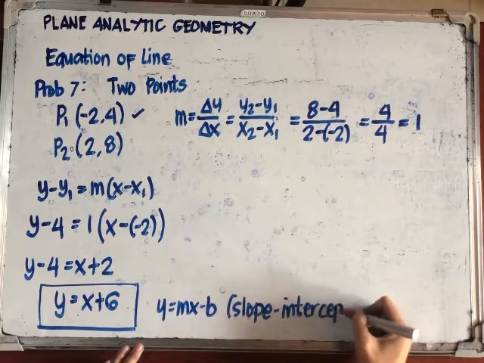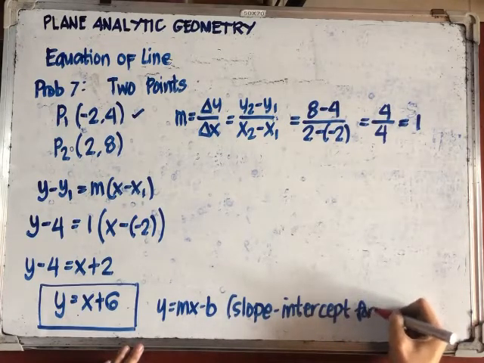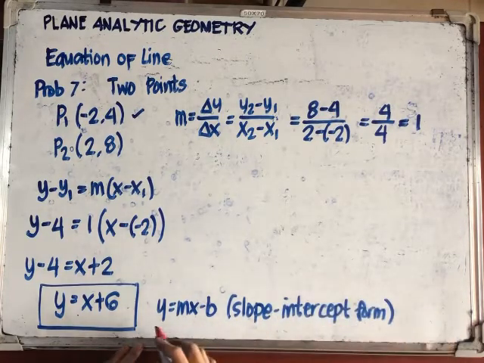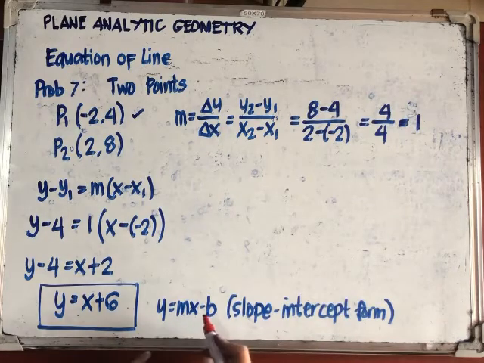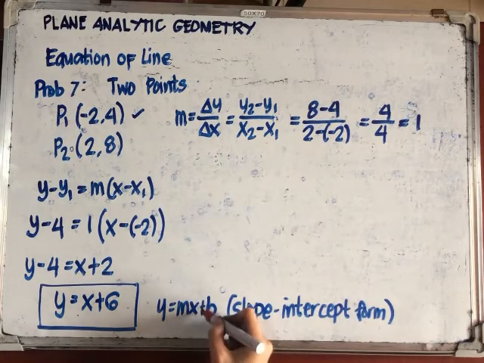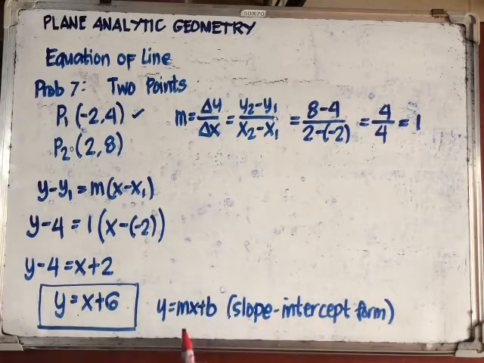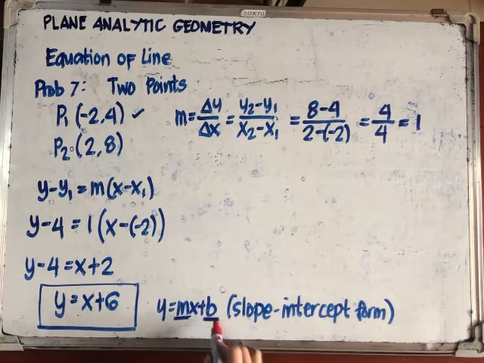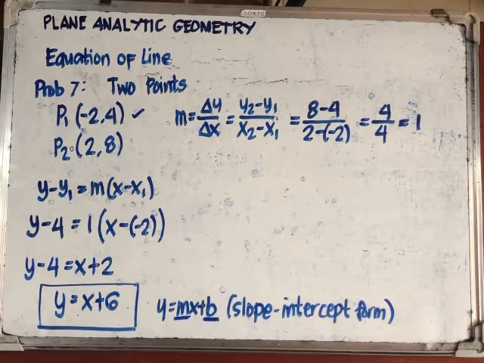It is called slope-intercept form because, from the way it is written, you can see directly in y equals mx plus b the slope, which is m, and the y-intercept, which is your b. That's why it's called slope-intercept form.